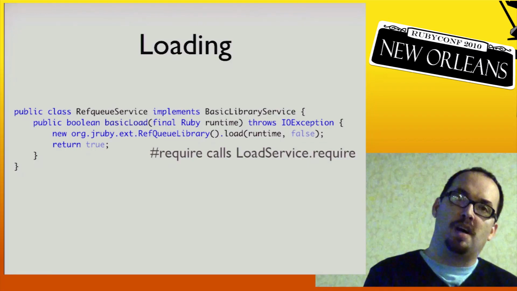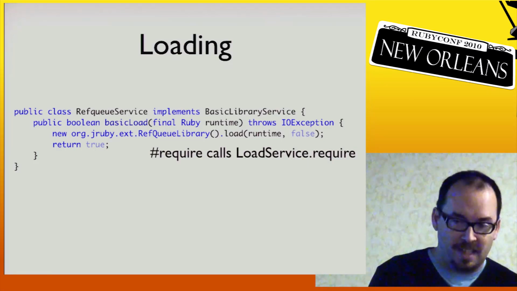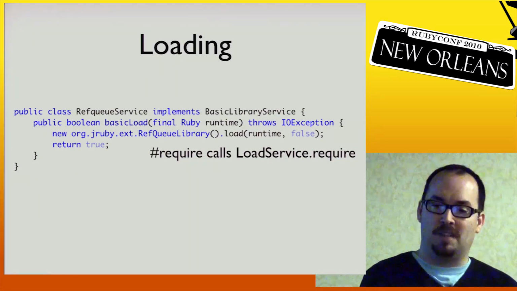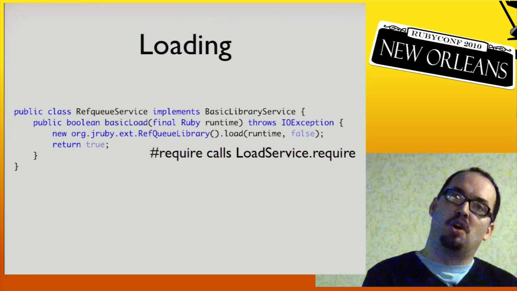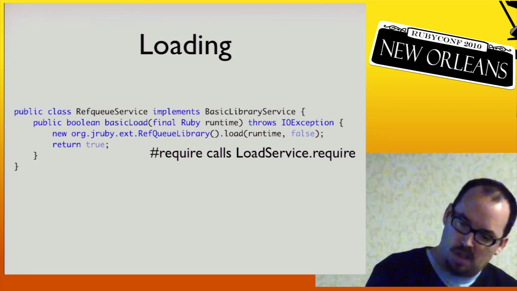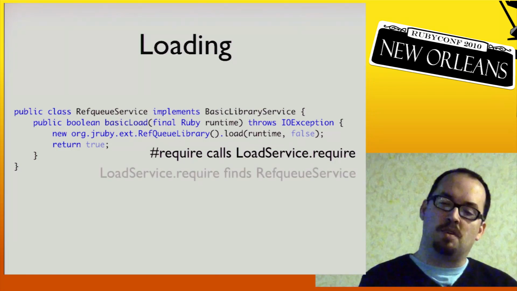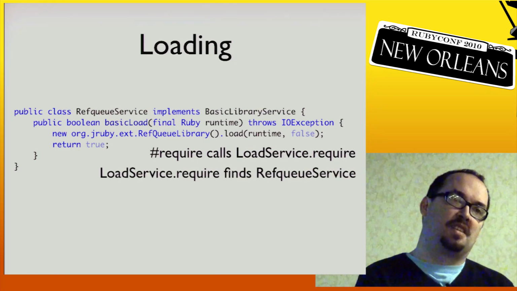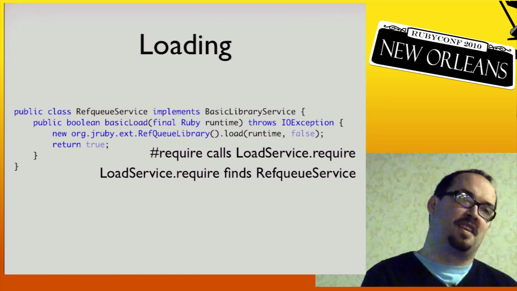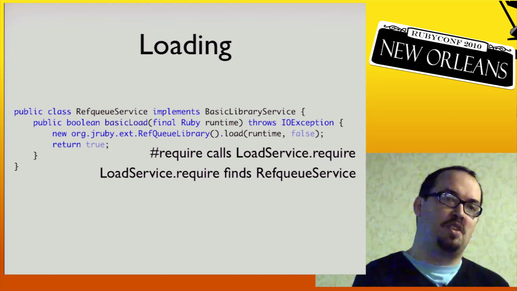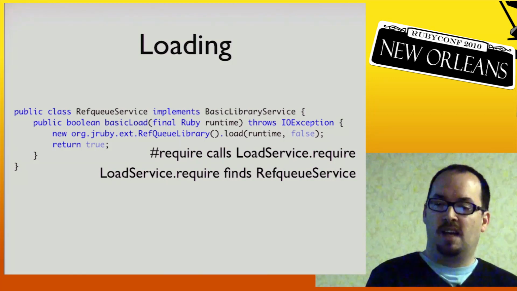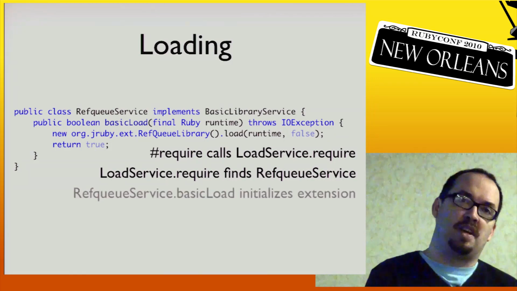When you actually call require weakling, I keep wanting to say weak ref, it ends up burrowing down to load service require, which is a Java method. In turn, load service require uses a heuristic to go and discover this particular class in a jar. It's a little out of scope for today to explain it, but it's a pretty simple heuristic. And then it executes basic load.